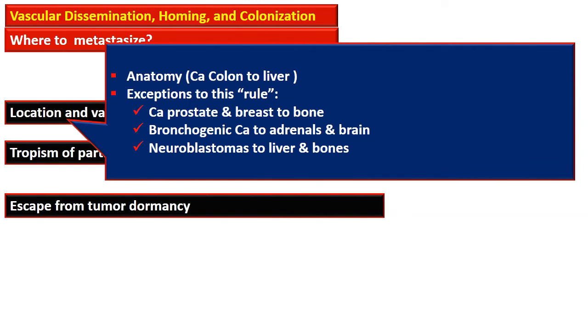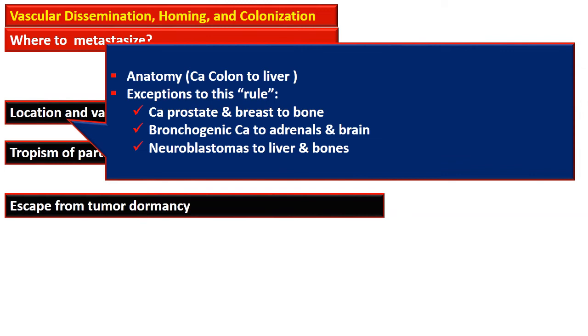The location is described, and it is described that the tumor metastasizes according to the venous or blood drainage of that particular organ, such as the carcinoma of the colon goes first to the liver, and from there it goes to other sites.